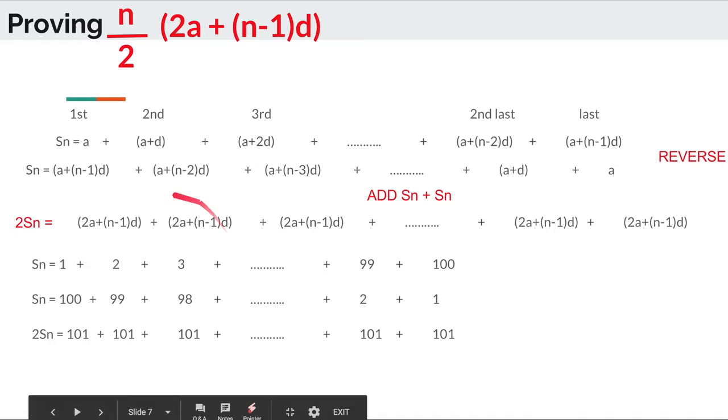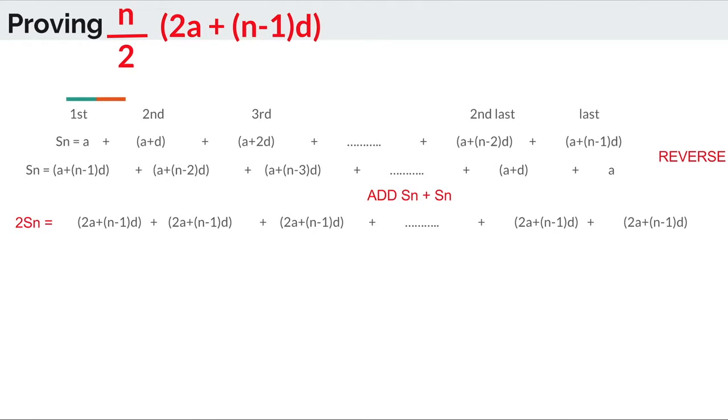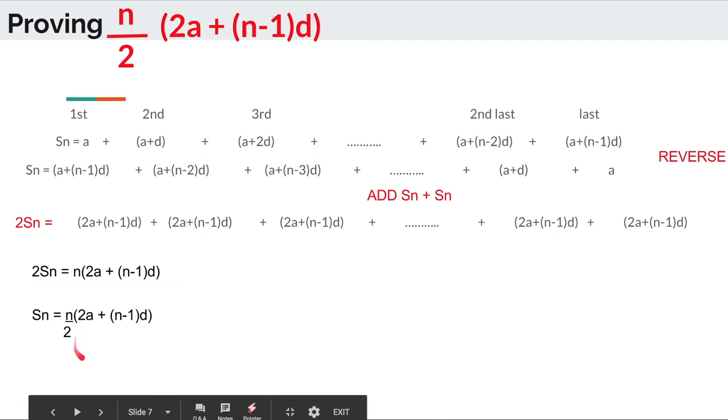So the value of each of these terms of 2S_n is always 2a plus (n minus 1)d. In that case, we say we have n lots of 2a plus (n minus 1)d. And then we just rearrange and solve for S_n. We get n over 2 times (2a plus (n minus 1)d).